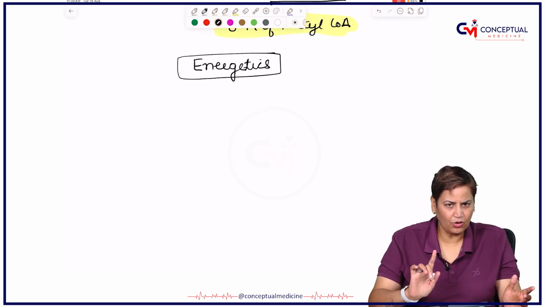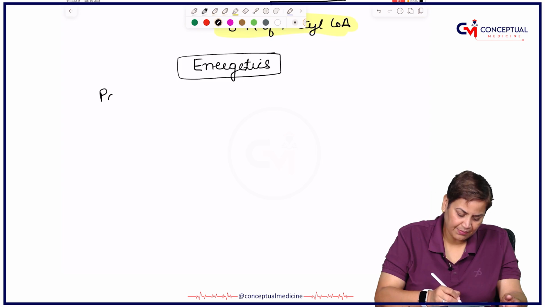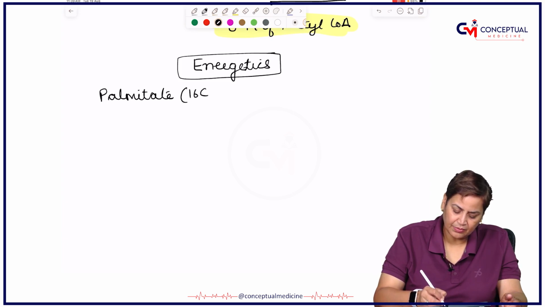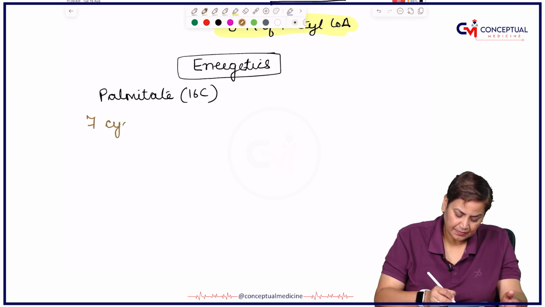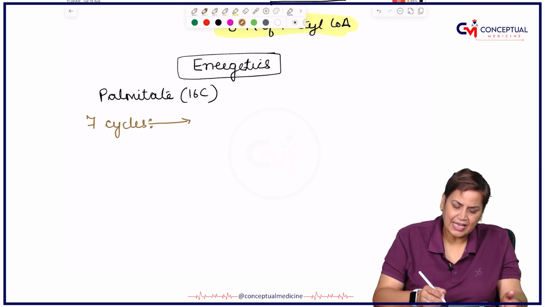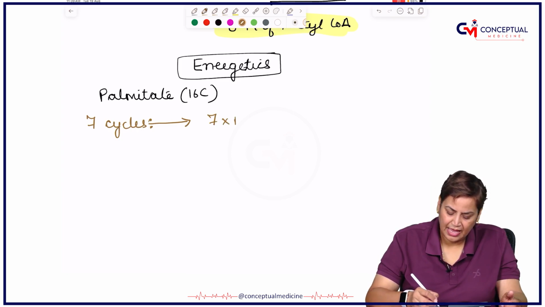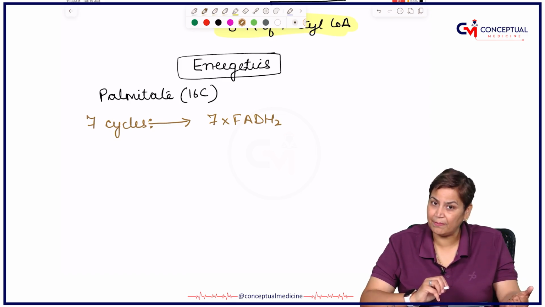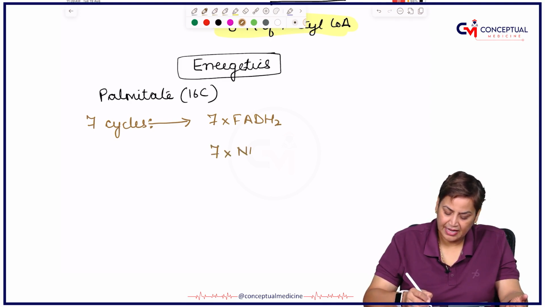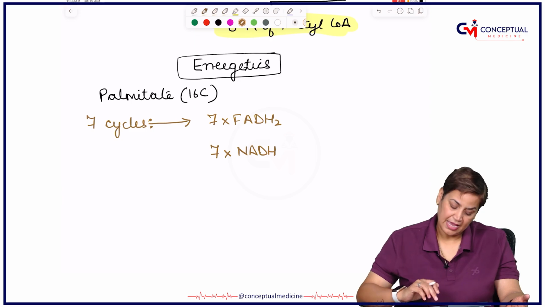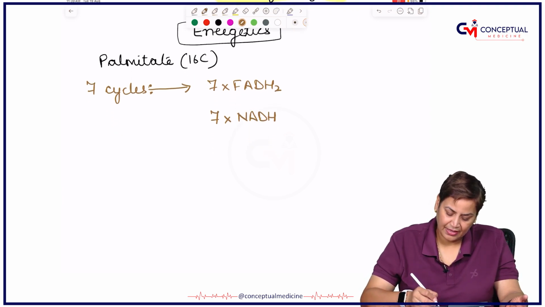Now we will just follow palmitic acid only, because we have given the example of palmitic acid. So palmitate, which has 16 carbon atoms, is now undergoing 7 cycles. 7 cycles means 7 FADH₂ will be produced, just now you saw in the first step. And if we talk about NAD, again 7 NADH will be produced. And if we talk about acetyl coenzyme A, 8 acetyl coenzyme A will be produced.